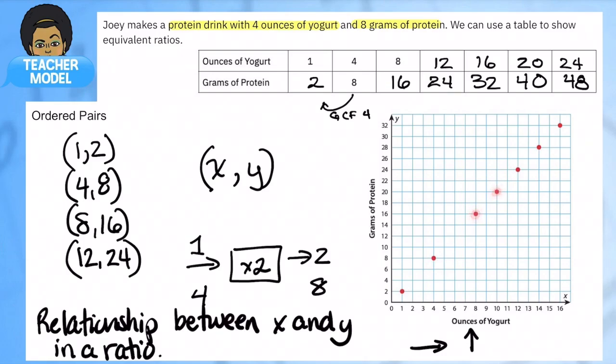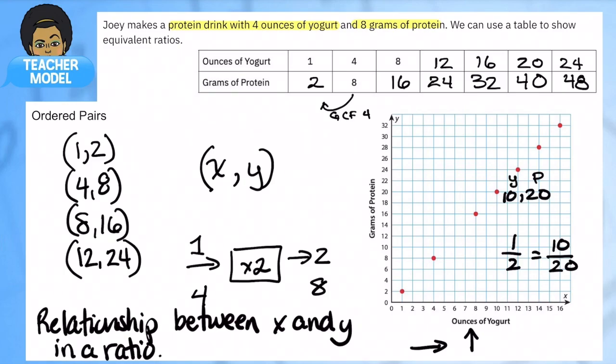And there's a point here that is not on our table, 10, 20. We can actually check to make sure that these are proportional by just comparing them this way. Or you can look at our rule. Would you say that we have twice as much protein as yogurt? Yes, you can. So you can see that here is my yogurt, here is my protein. We have twice as much protein as yogurt.